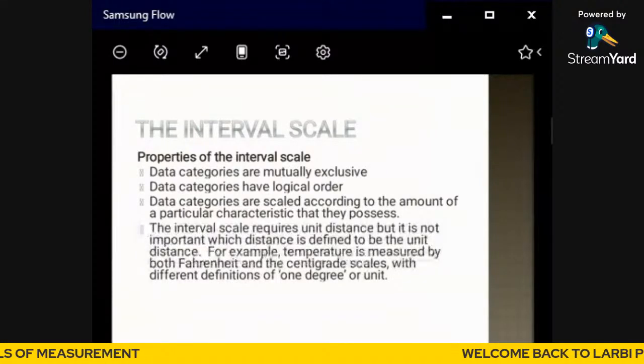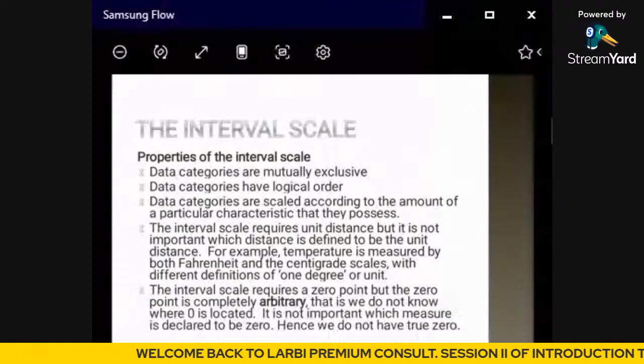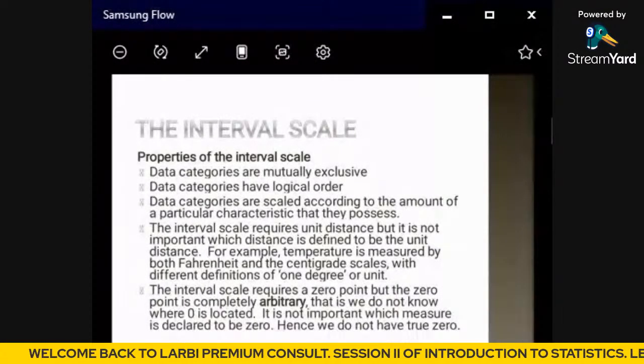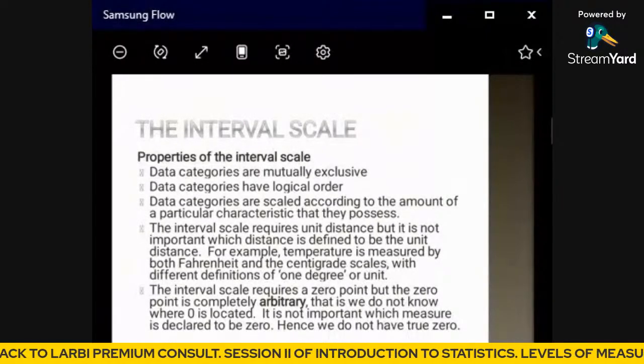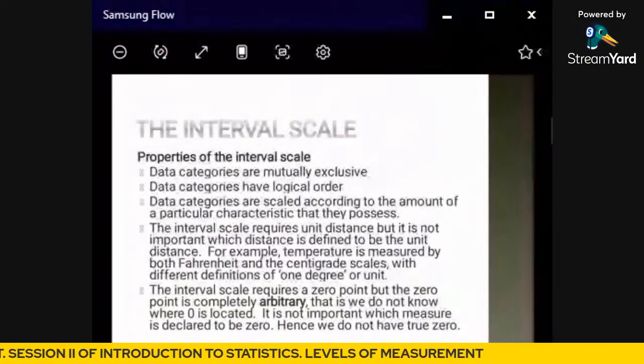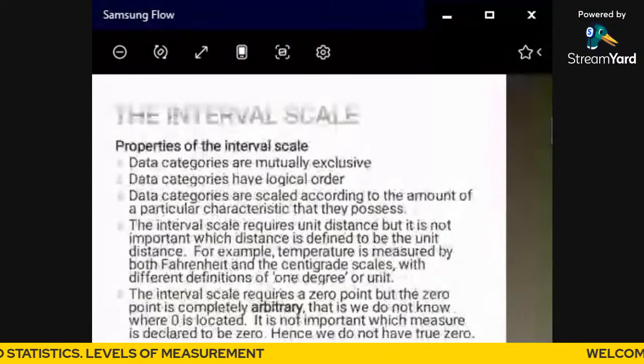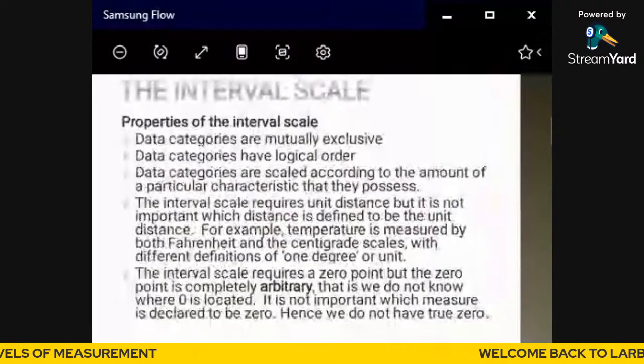And then also, this is what I was trying to talk about. The last point is that the interval scale requires a 0 point, but the 0 point is completely arbitrary. What does it mean? That is, we do not know where the 0 is located. That's the example I was trying to give, that we wanted to count the number of citizens from Kumasi to Accra.